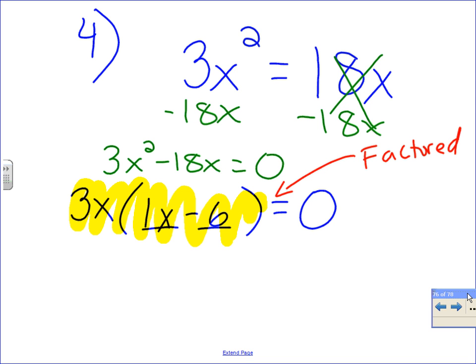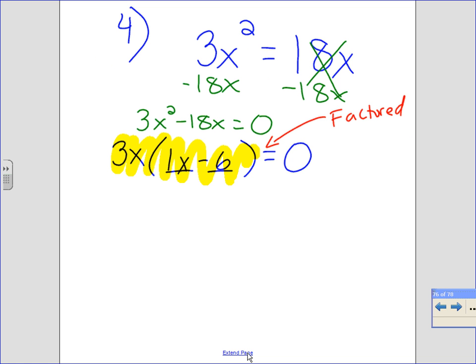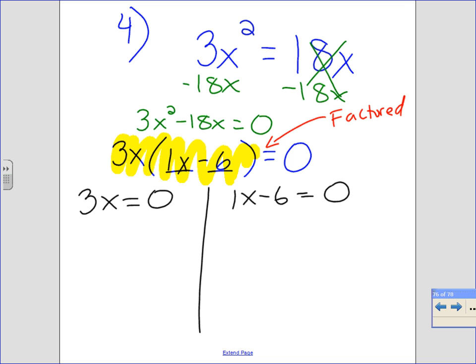All right, Bo, what's the next step to solve? Very good. Turn it into two different problems. So 3x equals 0 is one of them. 1x minus 6 equals 0 is the other one. And again, if that 1 is not in front of x, that's okay. You don't have to have it there. So split it up into two separate problems. Now we have to solve.